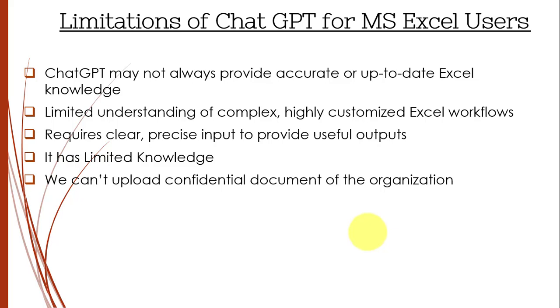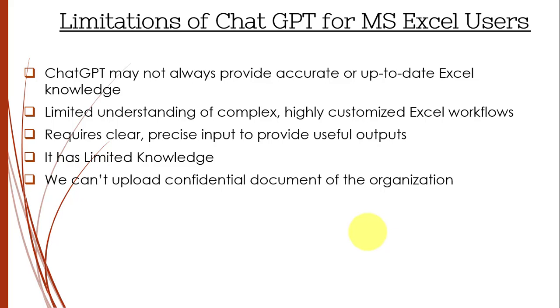Requires clear, precise input to provide useful output. It means that if you want to get the correct solution or correct answer, you need to give the correct questions or correct instructions. Otherwise, you cannot get the required answer, right? If you do not provide the correct instruction or question, you are not able to get the perfect answer from Chat GPT. That is the third disadvantage.